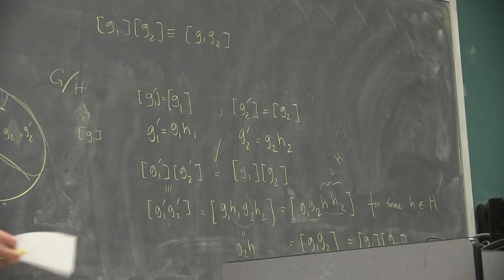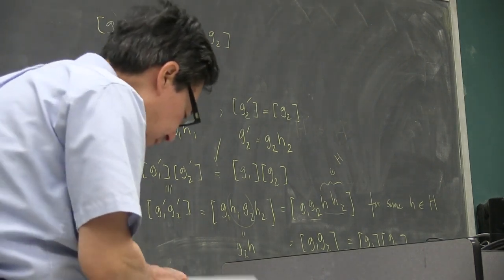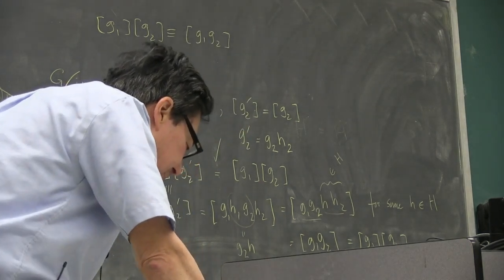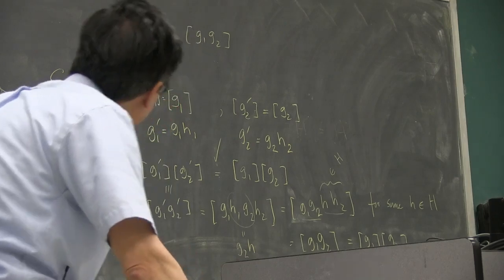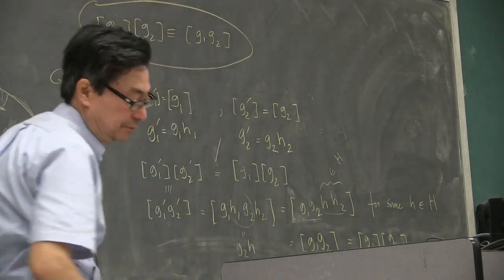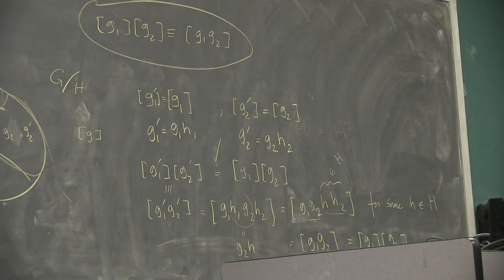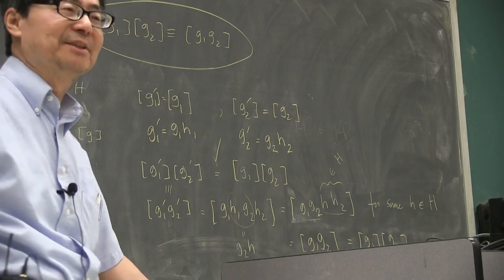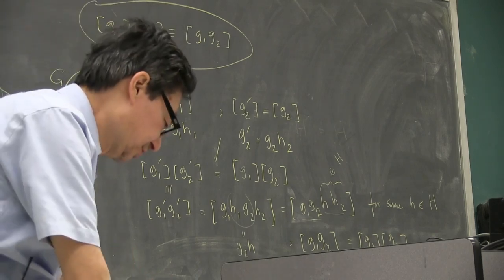So this shows that this group multiplication was well defined. You know, in mathematics, when you define something, the first thing you want to do is to show that it's well defined. Otherwise, it doesn't make any sense. If there are holes, there are contradictions in your definition, then it won't work.